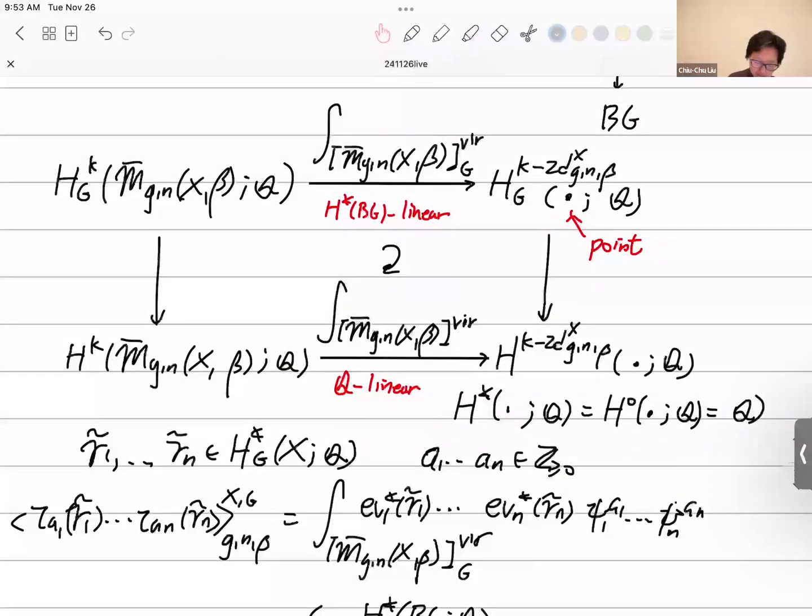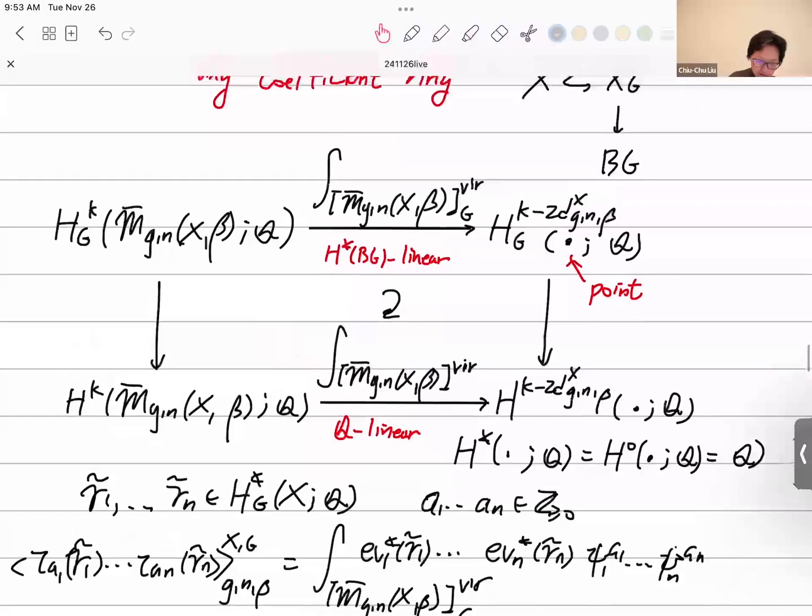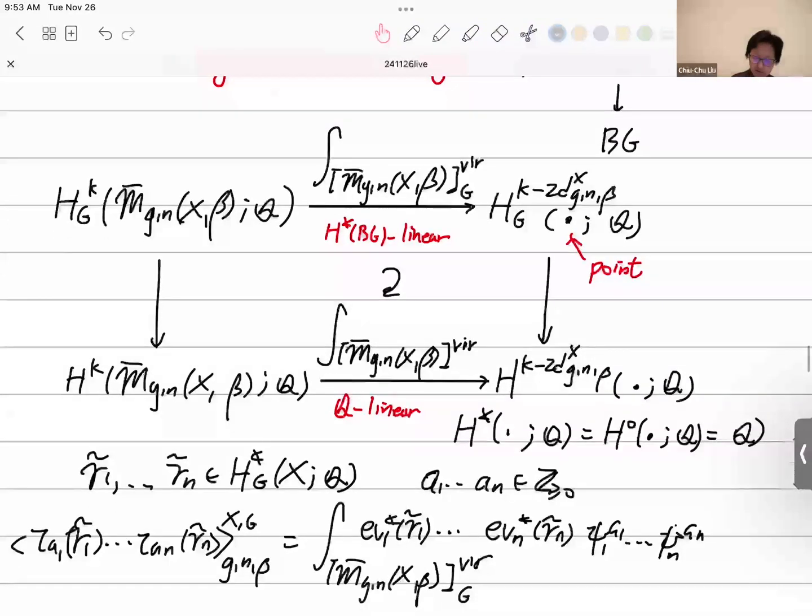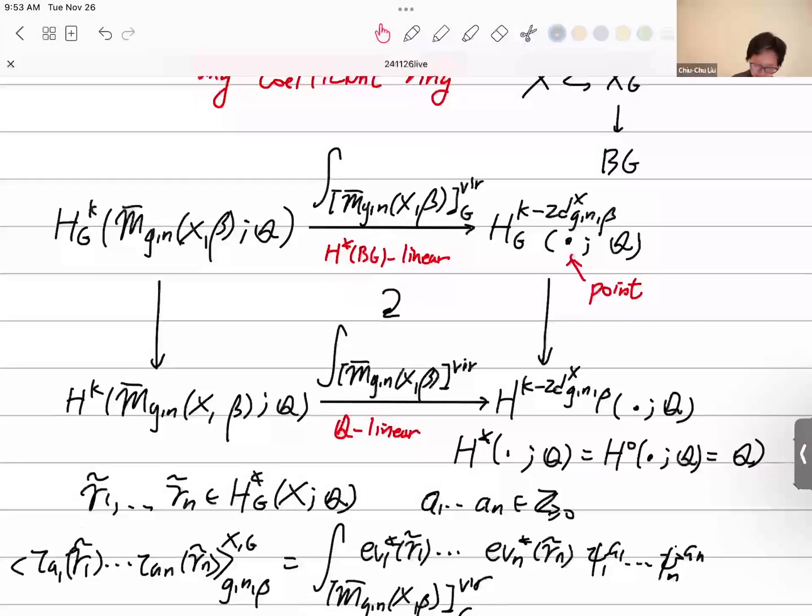So that's the bottom row. But then on the top, we have the equivariant version. So now it's the G equivariant cohomology of the moduli of stable maps. When we have this G action on X, we have this G equivariant push forward, defined by some G equivariant version of the virtual fundamental class. And it decreases the degree by 2 times the virtual dimension. But now this is more interesting.